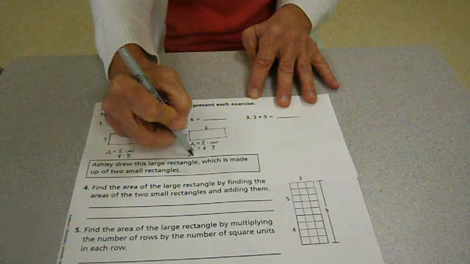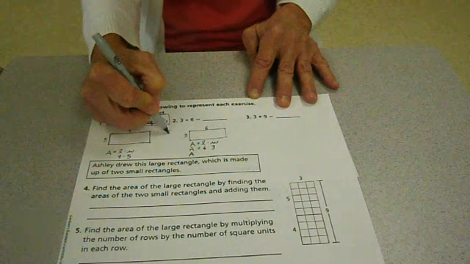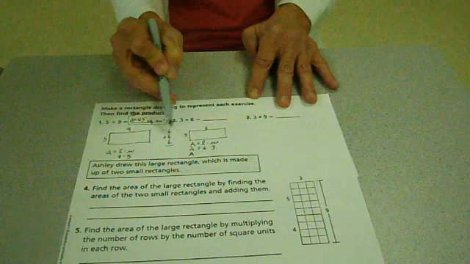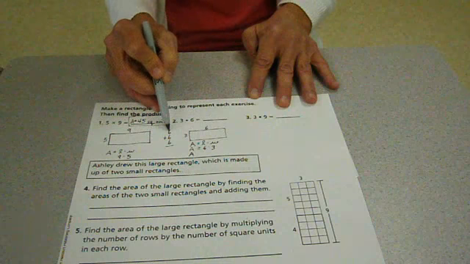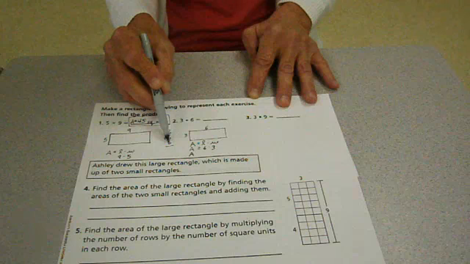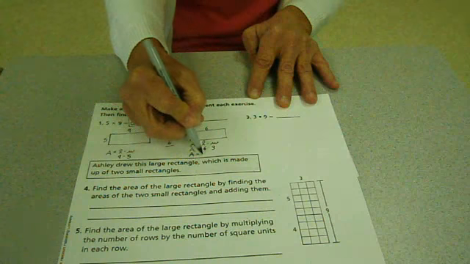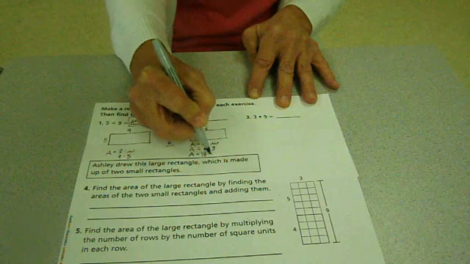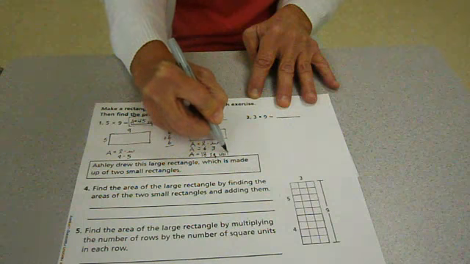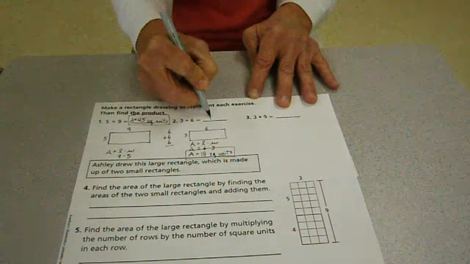I multiply these together, so I have 3 groups of 6. That's easier for me. So 6, 6, and 6, and add them up. It would be 3 groups of 6. I know 6 and 6 is 12, 13, 14, 15, 16, 17, 18. So A equals 18 square units. And I box my answer. You can put it up here too.